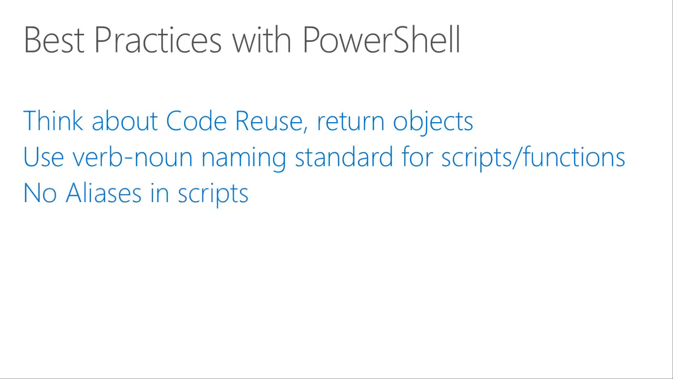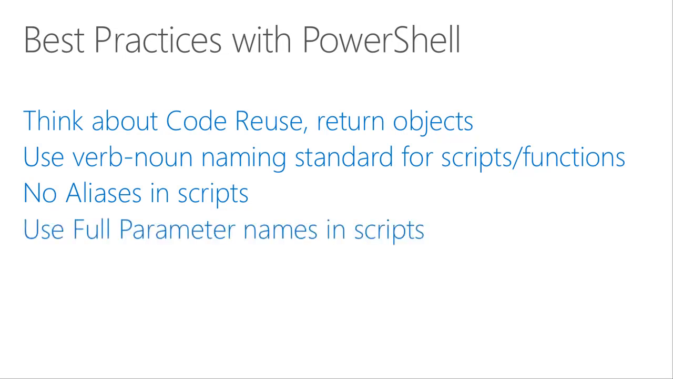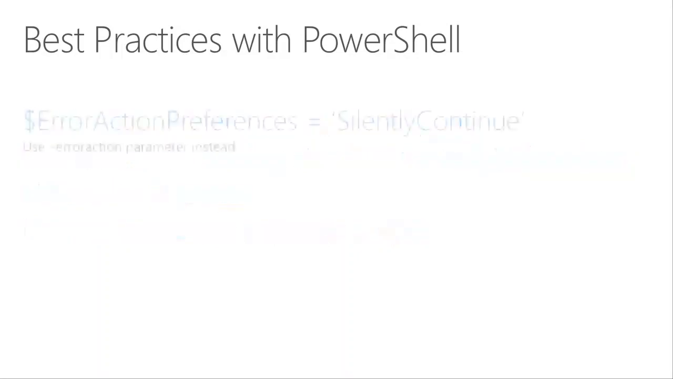Don't use aliases in scripts. I didn't actually cover that off. So Get-ChildItem, dir is an alias for Get-ChildItem. Use full parameter names in scripts, so that in the IDE you get tab completion. So just use full parameter names. Don't try and not use them.